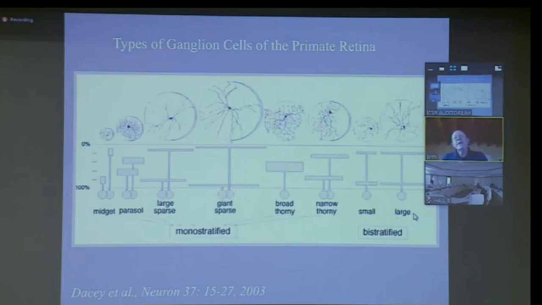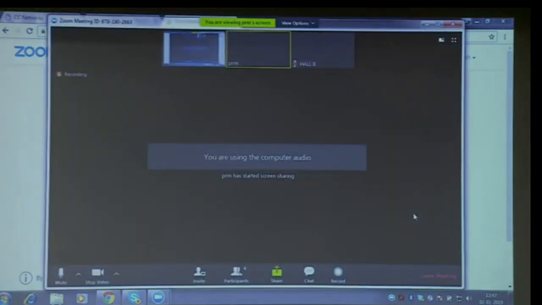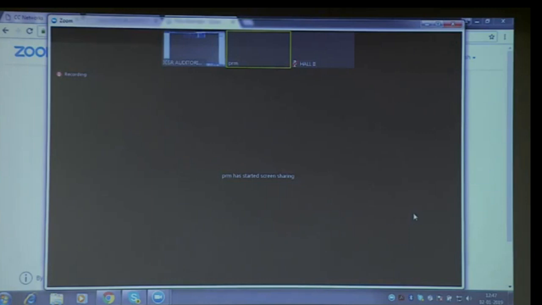Okay, so we've treated now the basics. I've introduced you to the concept of parallel processing in the visual system. I've shown you cells passing through the parvo layers of the LGN, and the on and off midget cells make up altogether about 80% of the ganglion cells in your eye. The parvo cells make up about 10%.